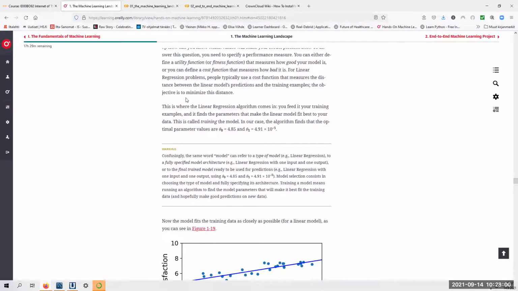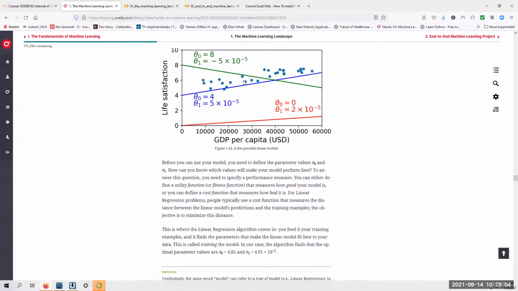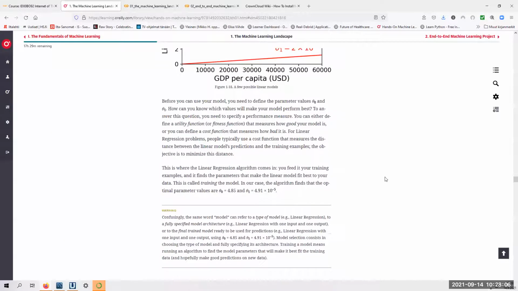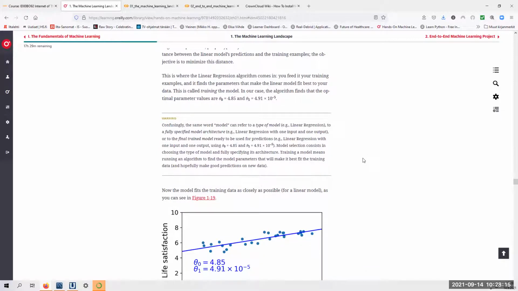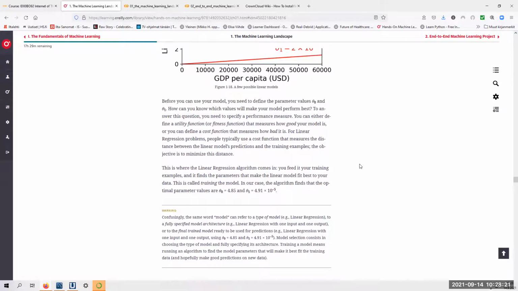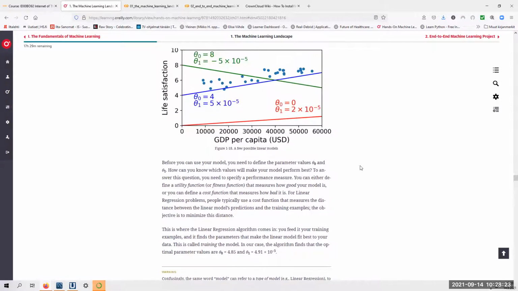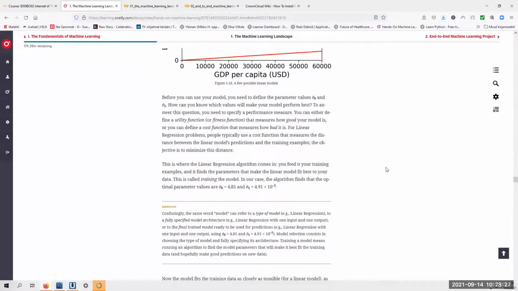So this is a linear regression algorithm. You feed it your training examples, which are these dots here. And it finds a parameter that makes the linear model fit best to your data. And this process is the training. We train our model. In this simple case, it's quite easy. But as said, it can be very complicated.